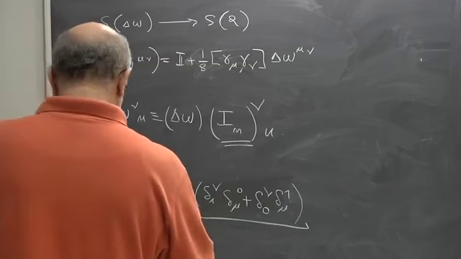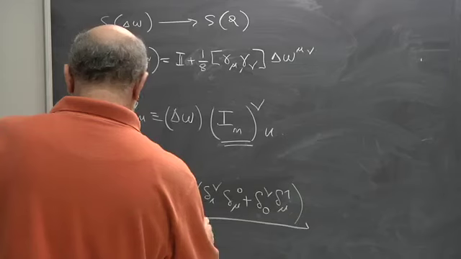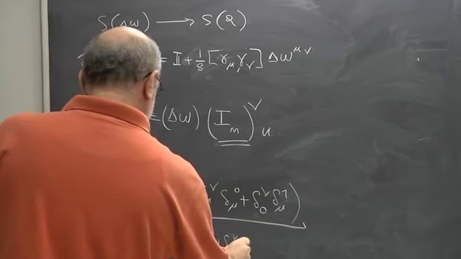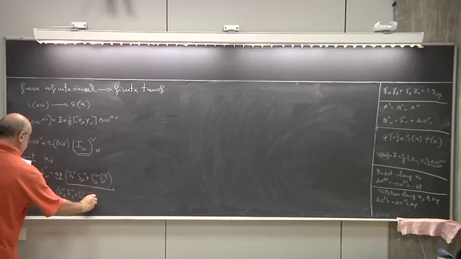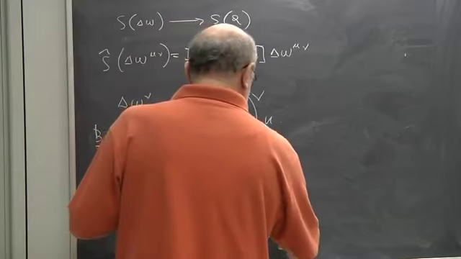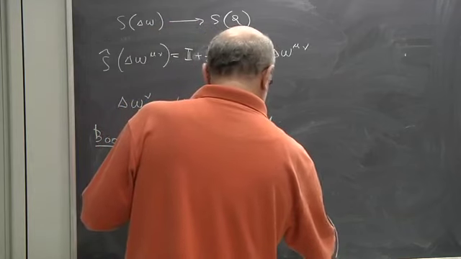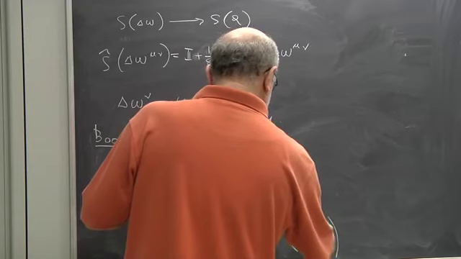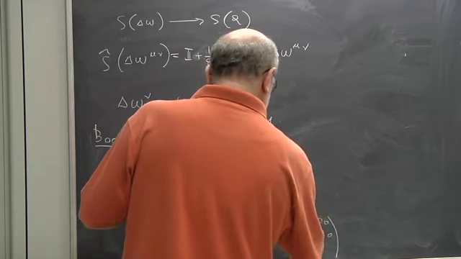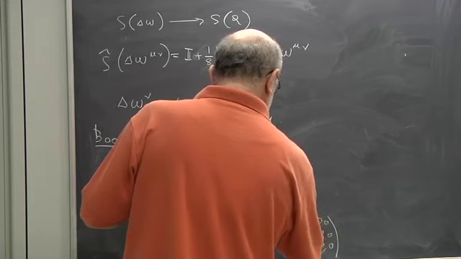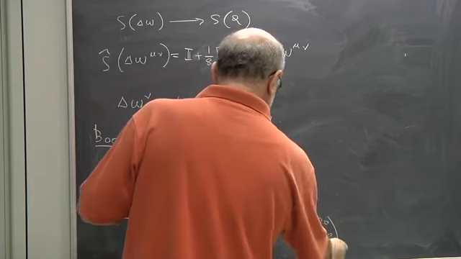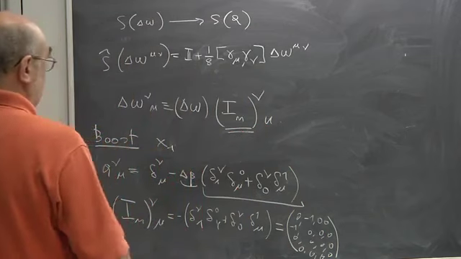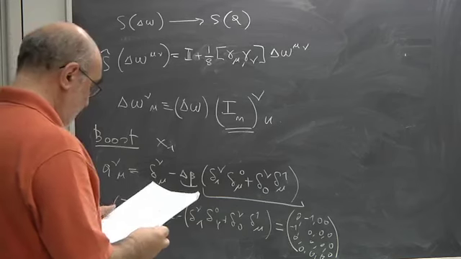We take the minus, so it's minus delta nu 1 delta 0 mu plus delta nu 0 delta 1 mu. And this is a matrix that is 0, minus 1, 0, 0, minus 1, 0, 0, 0, 0, 0, 0, 0, 0, 0, 0, 0. Okay? So this is an example of that kind of matrix. This for the boost was this.